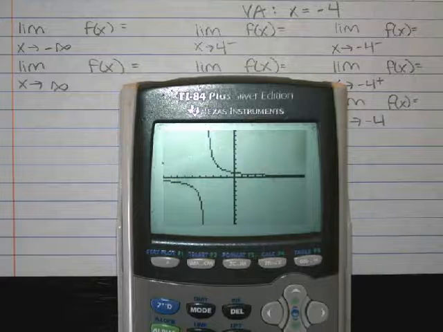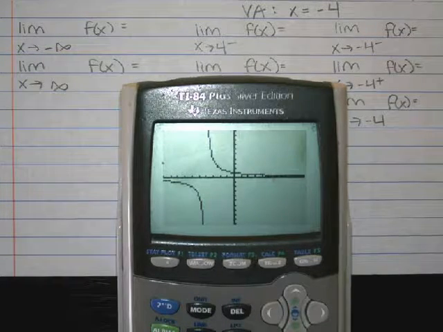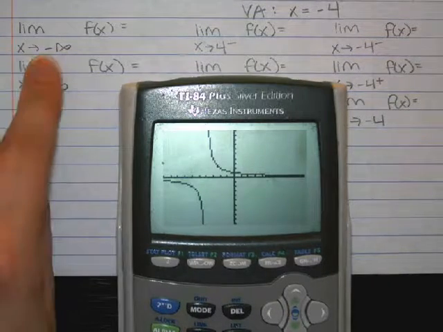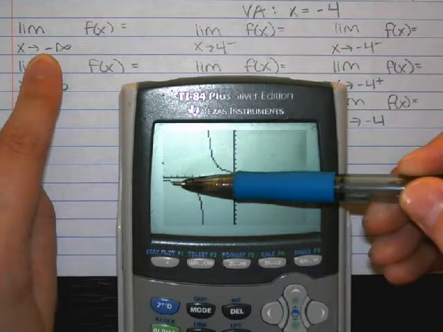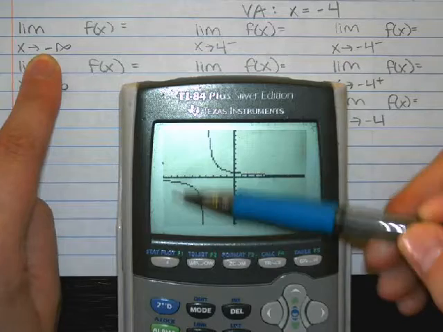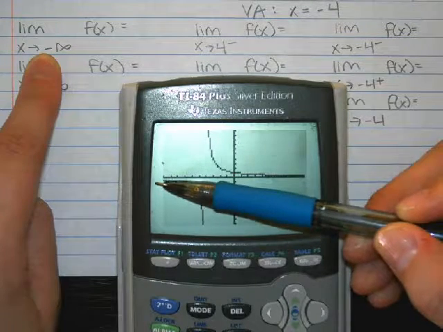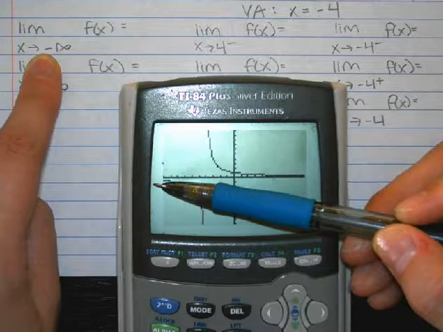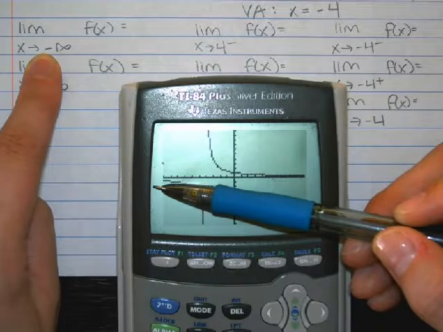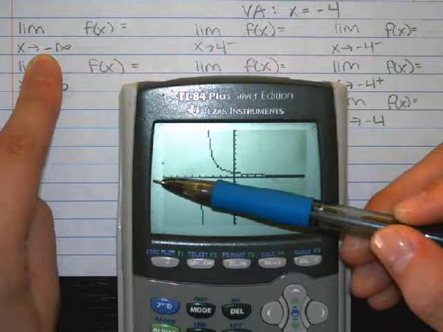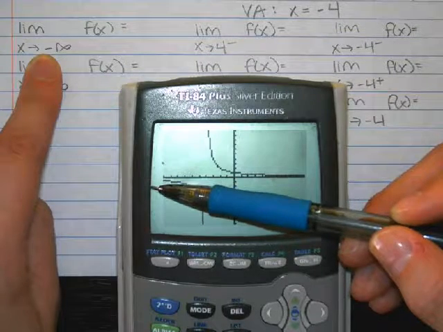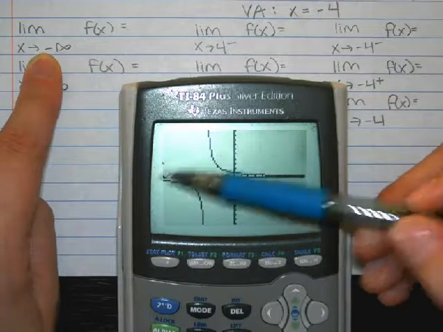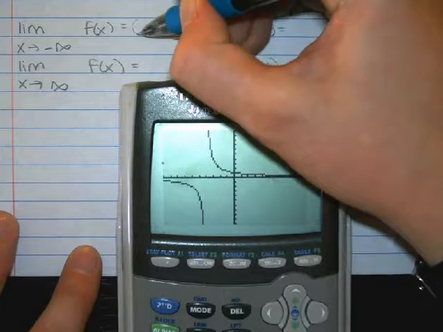So the first thing that I'm looking at is the limit as x approaches negative infinity. That means I'm looking at the far left side of the graph. As this graph goes left forever, it's getting closer and closer to that horizontal asymptote. So what is the y coordinate? 0. The horizontal asymptote's at 0. If you're getting closer and closer to the horizontal asymptote, that means you're getting closer and closer to 0.